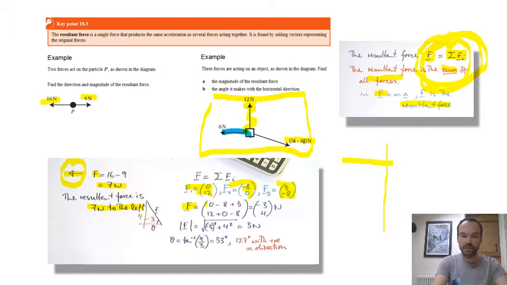Add them together. 0, -8 and 5 gives -3. 12, 0 and -8 gives 4. That's the force. The magnitude is the size of that force. Let's see if the blue highlighter works here on the black. You apply Pythagoras to the two components and you get a magnitude of 5.